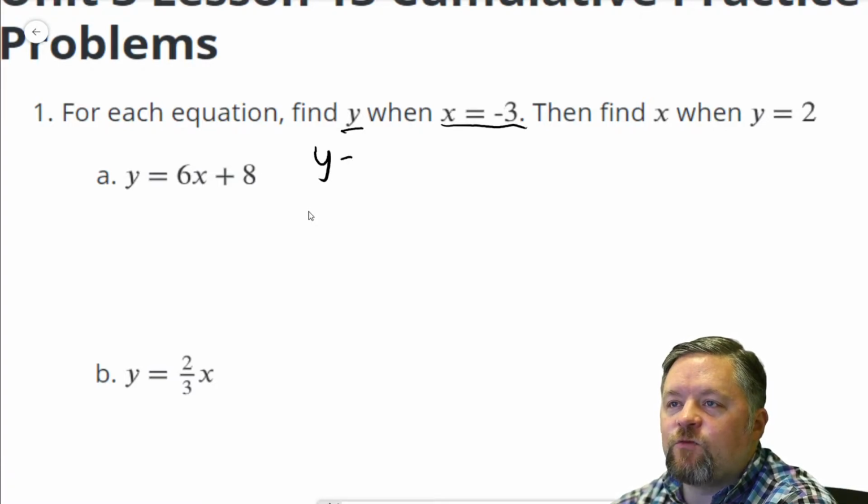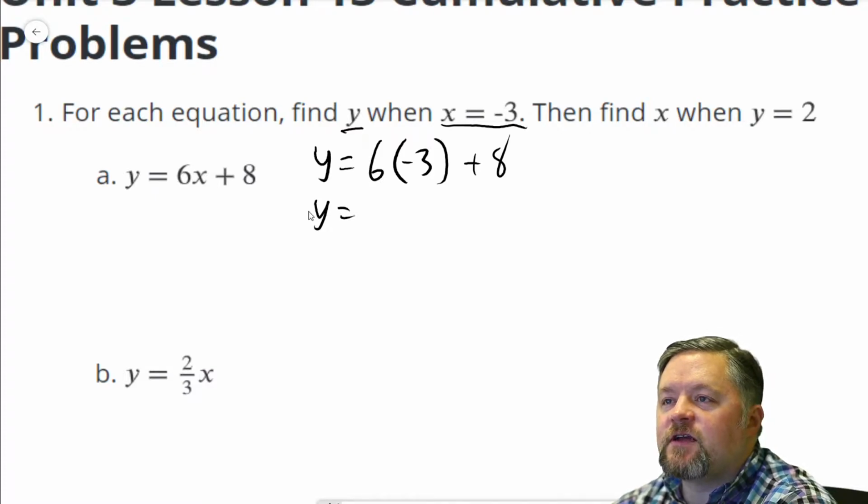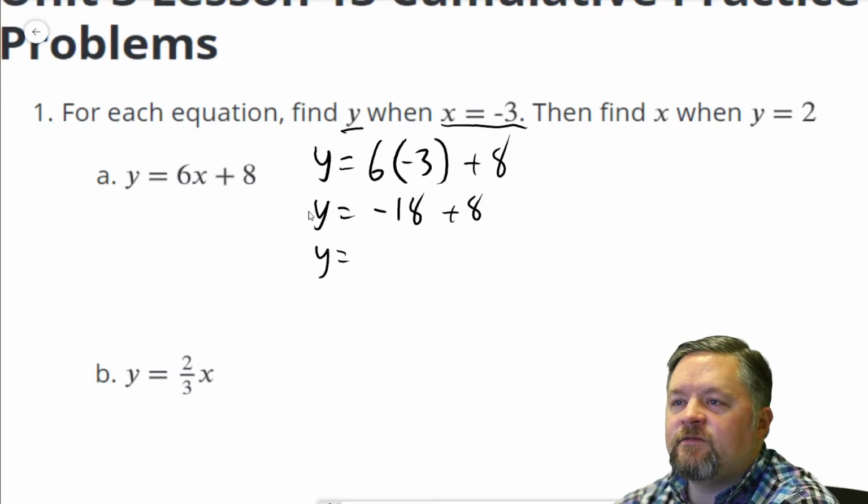So the equation is y equals 6x plus 8, but we're substituting in negative 3. Not doing anything to the left side of the equation, bring it down. 6 times negative 3 is negative 18, plus 8. Negative 18 plus 8 is negative 10.